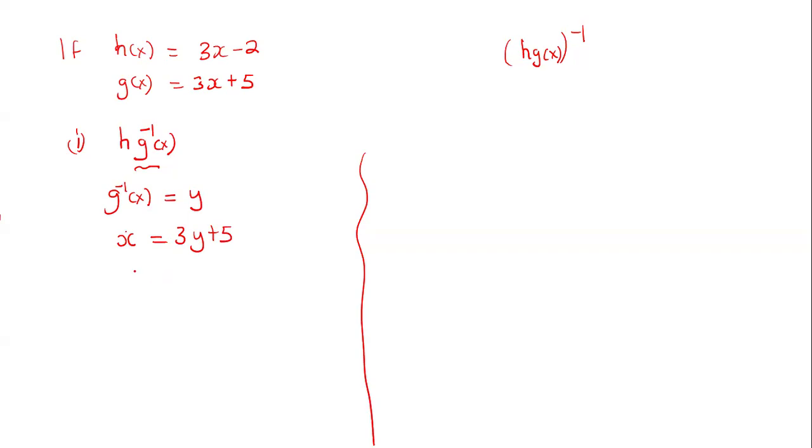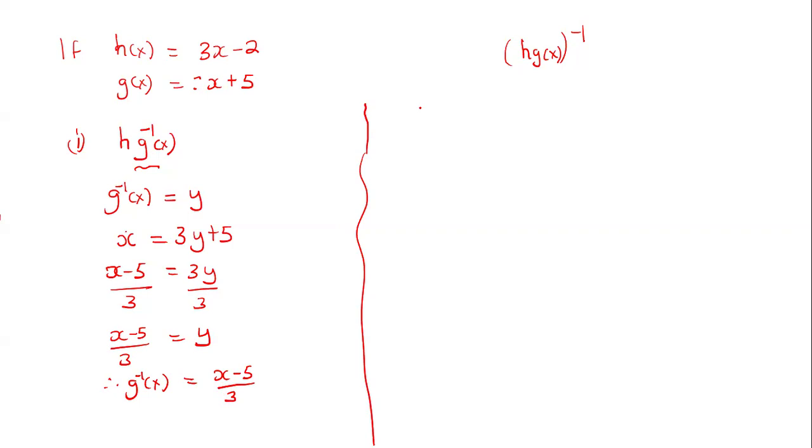x minus 5 is equal to 3y. Good. Divide both sides by 3. Now x minus 5 divided by 3 is equal to y. Therefore, your g inverse of x will equal x minus 5 divided by 3. Very good.